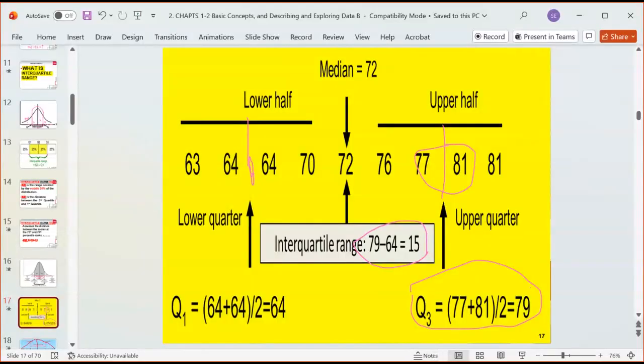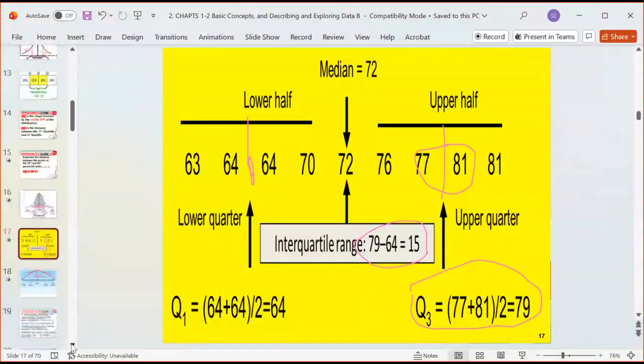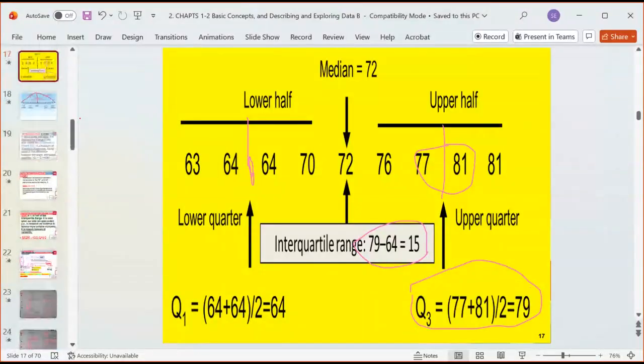77 plus 81 divided by 2 is 79. So 79 is the third quartile, and 64 is the first. So the interquartile range is 79 minus 64, which is 15. Again, we don't have too much use for these nowadays, but it's something to know.